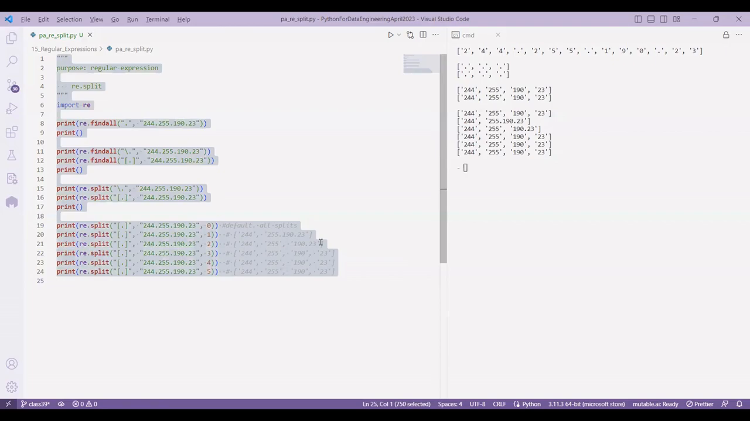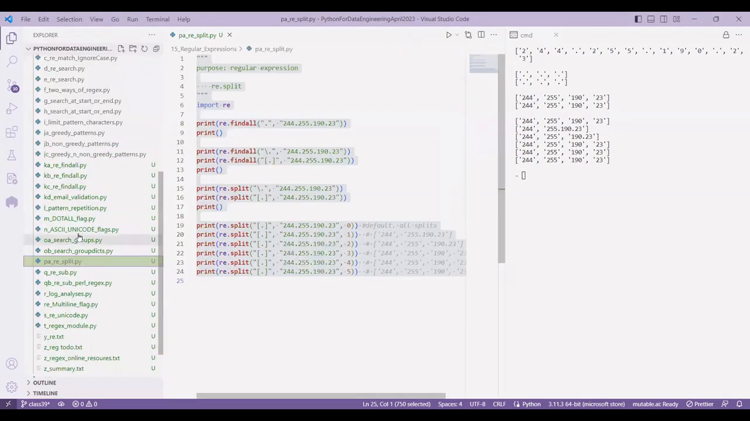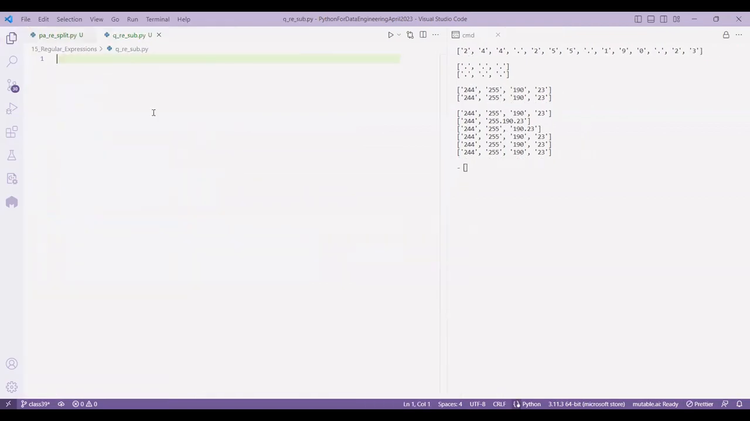So regular expression splits. At the same time, like split, there is one more thing called substitute also. Splitting is one option, then substitution. So how to do the substitution? First we need to find the pattern on what you want to find, and that you need to do. Say this time I want to get a pattern, and that pattern I want to substitute.